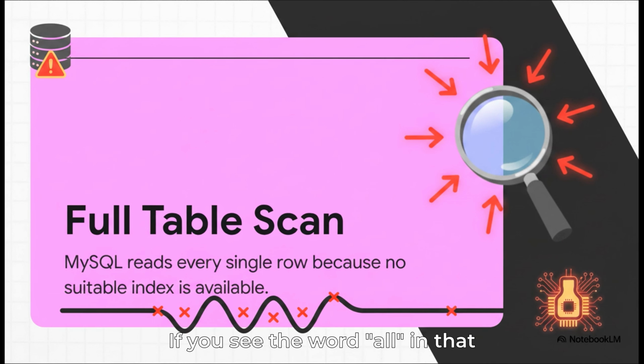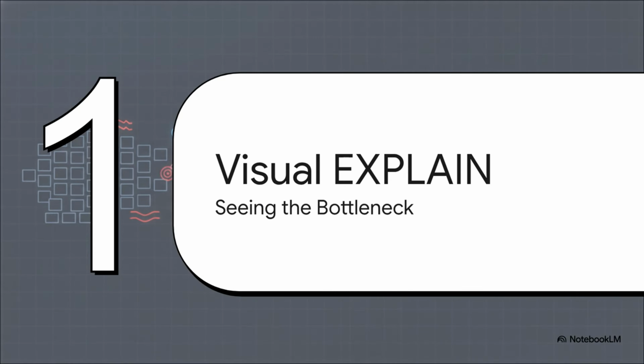If you see the word ALL in that type column, that is your smoking gun. It represents a full table scan. That means the database is painfully reading every single row from the disk because it couldn't find a suitable index. In modern, high-scale environments, this is still the number one cause of database-induced latency. Even with lightning-fast storage, the CPU overhead of processing millions of rows sequentially is just going to bottleneck your whole system.